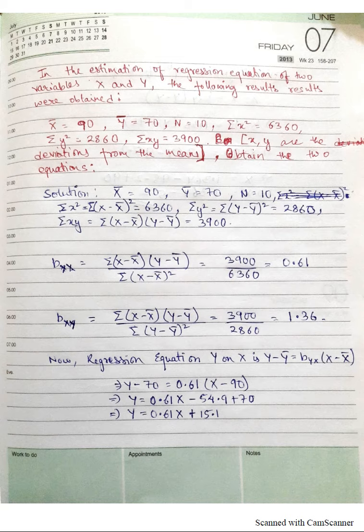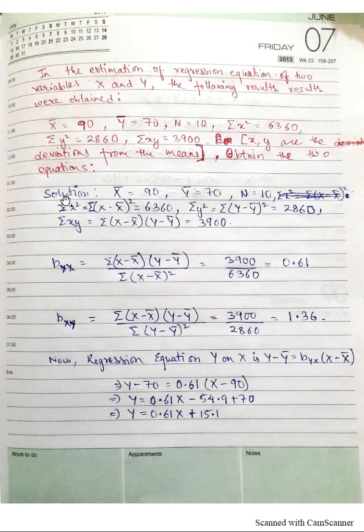Now let us see another example. In the estimation of regression equation of two variables x and y, the following results were obtained: x bar is equal to 90, y bar is equal to 70, n is equal to 10. Summation small x square is equal to 6360. Summation small y square is equal to 2860. Summation small x into small y is equal to 3900, where small x and small y are the deviations from the means. Obtain the two equations.